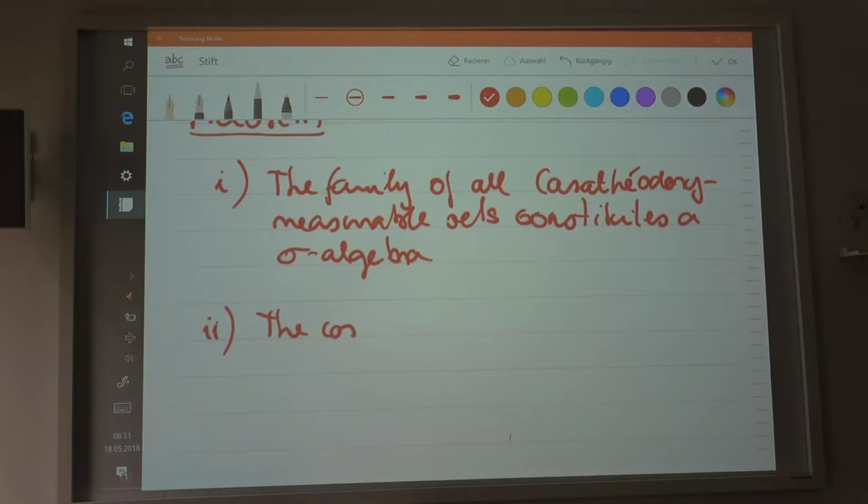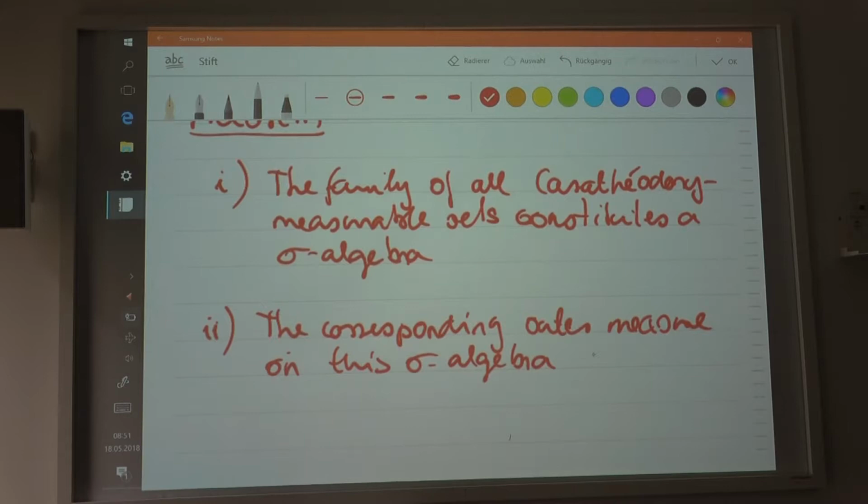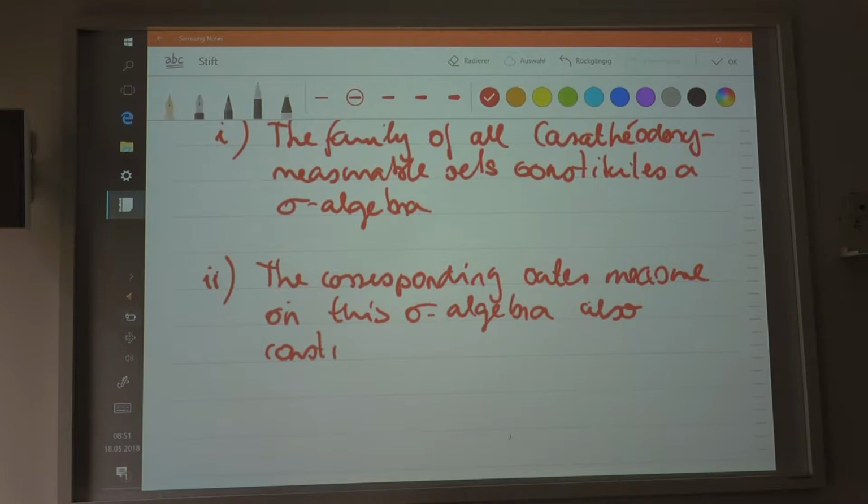The corresponding outer measure on this sigma algebra also constitutes a measure.